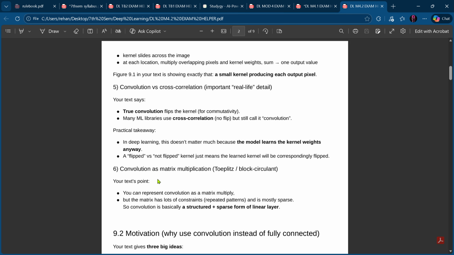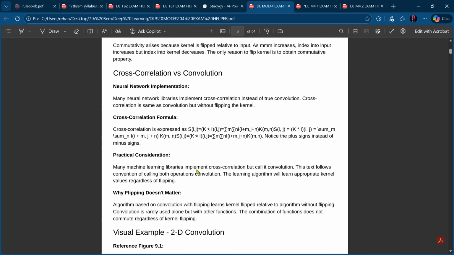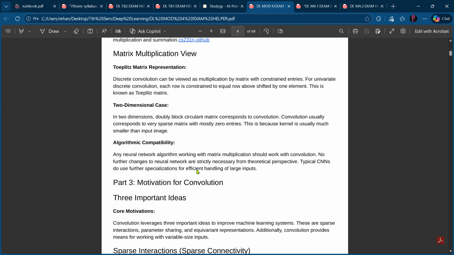And then convolution as matrix multiplication. Actually here you have to talk about two matrix multiplications, that is Toeplitz and block circulant. It is mentioned in the detailed notes of this subject, but I don't prefer it because the equations have not been extracted properly. But you can see here you have Toeplitz multiplication, the two dimensional case. You can just study this and prepare for the exam.